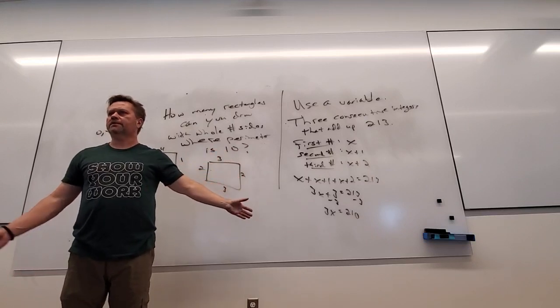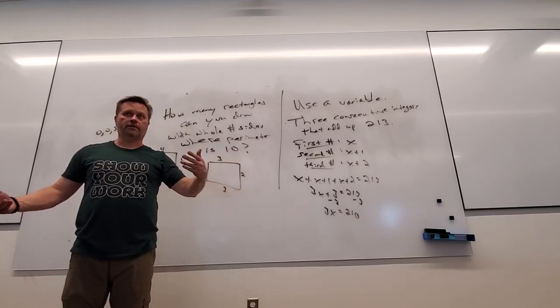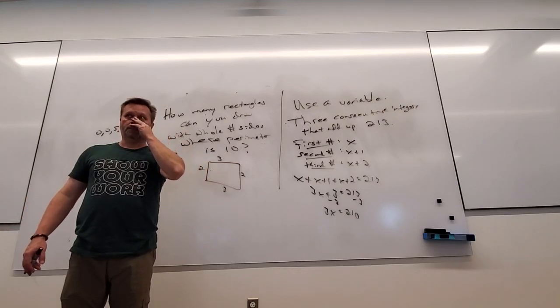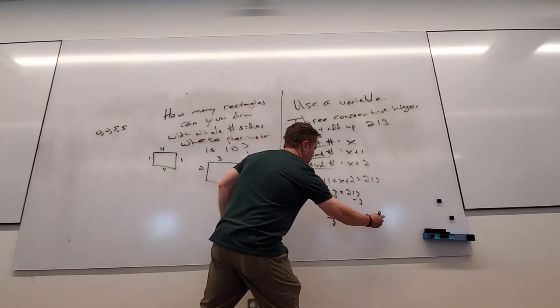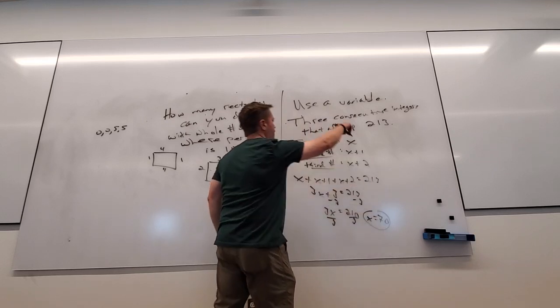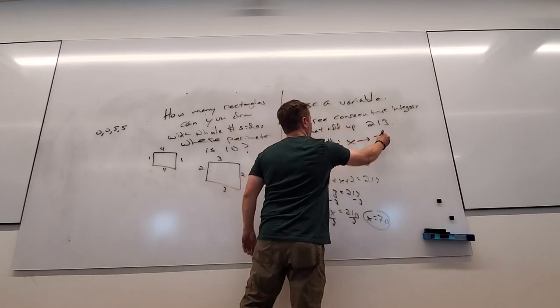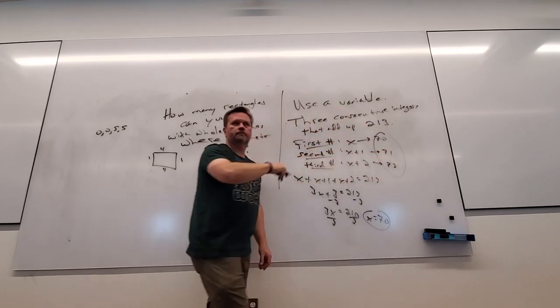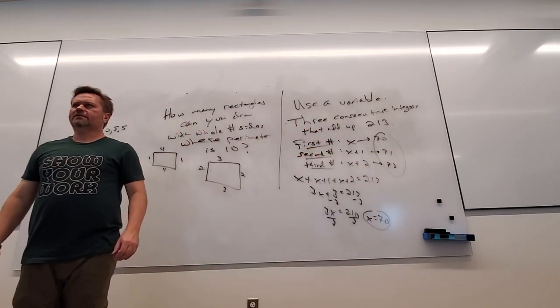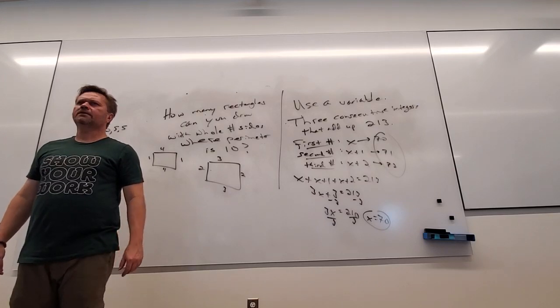So now I got 3 times something is 210. To figure out what the something is, I just divide, right? 3 goes into 210 70 times. So what are the 3 numbers? 70, 71, and 72. Does that sound familiar to anybody?